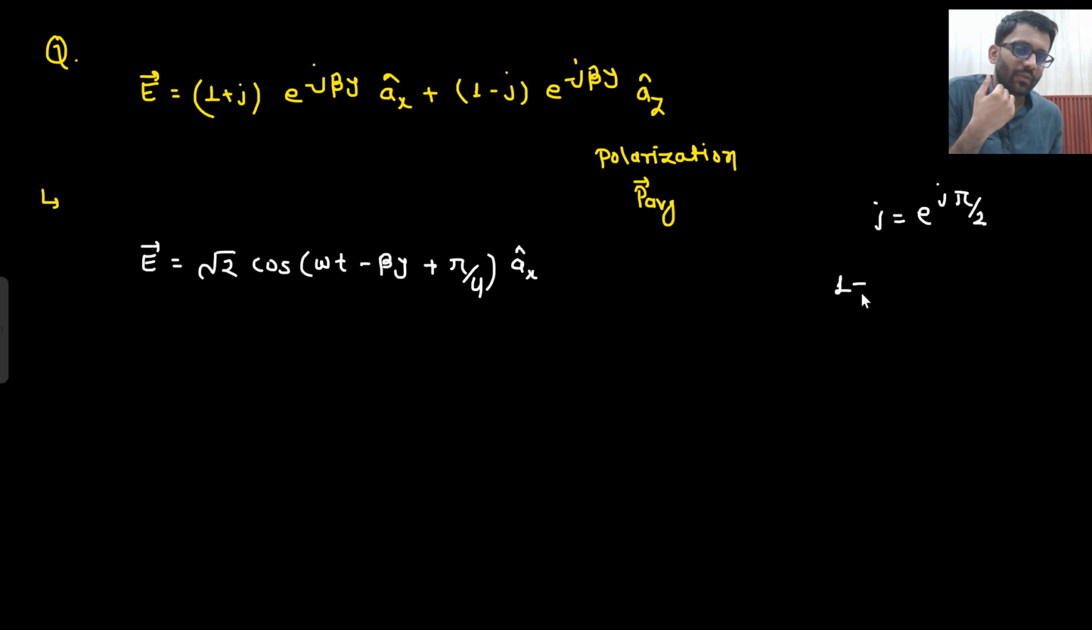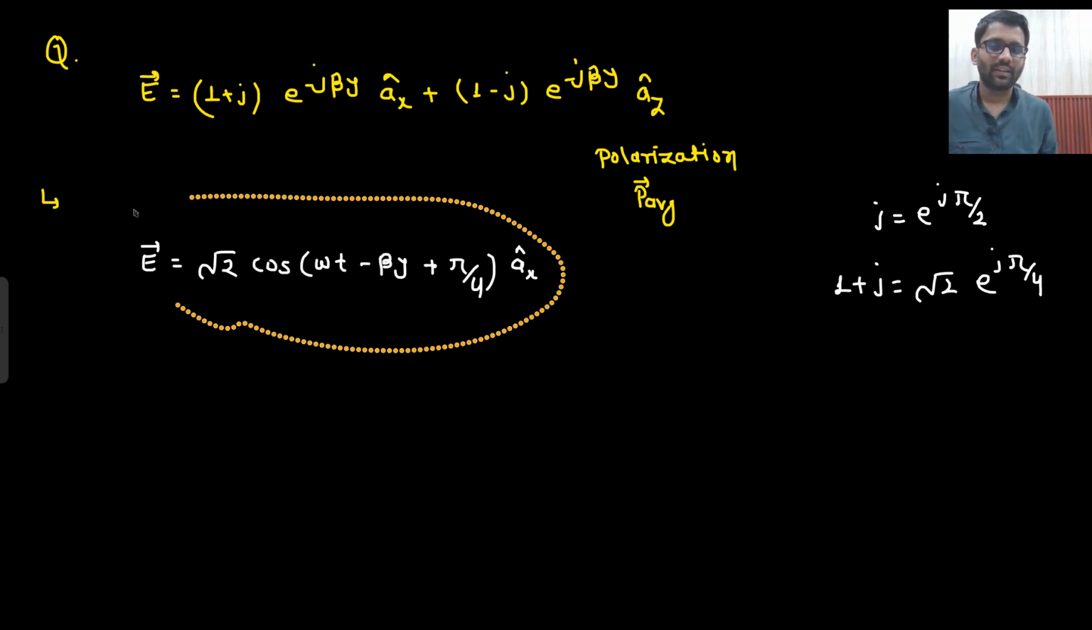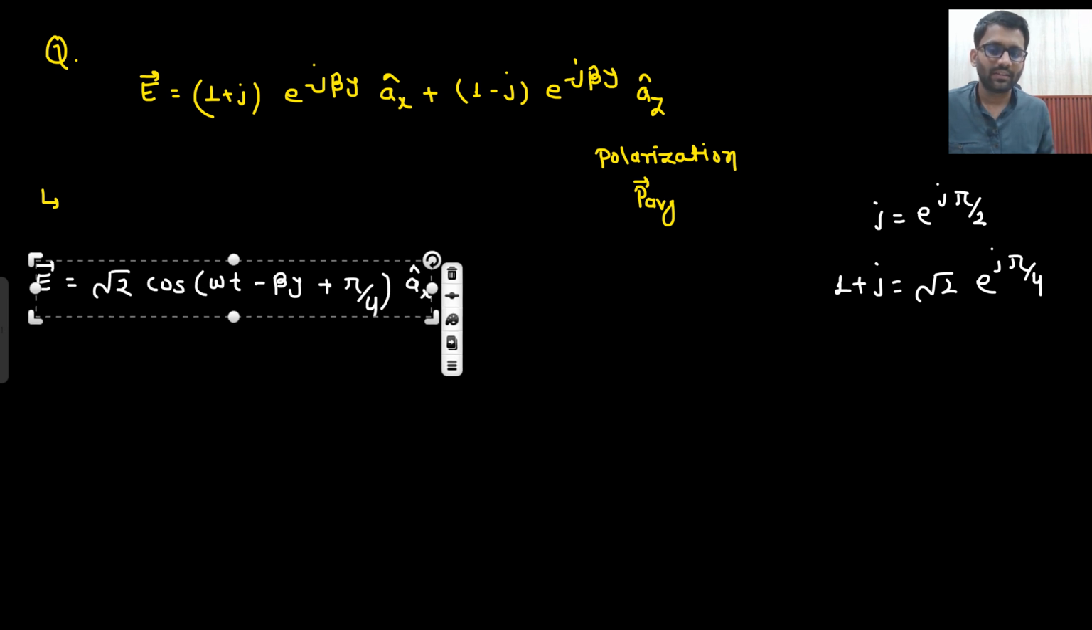So what will be your 1 plus j? 1 plus j will be under root 2, and how much angle? Tan inverse 1. Angle will be tan inverse 1, so that would be pi by 4 only. So under root 2 e to the power j pi by 4. So under root 2 cos omega t minus beta y plus pi by 4 ax cap. Is that clear? Is this clear or not?